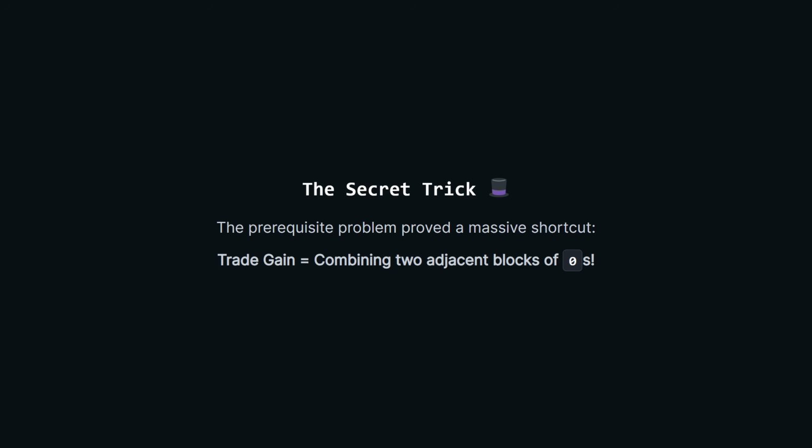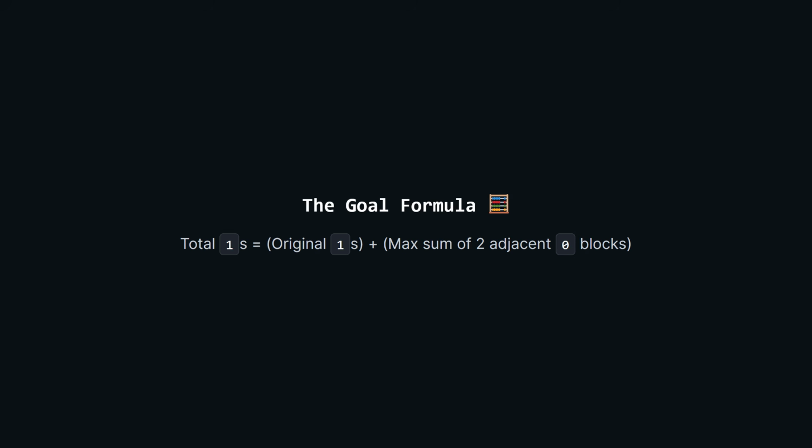If you solve the prerequisite to this problem, you might remember a really neat mathematical trick. Performing this 2-step trade always results in a maximum gain equal to the length of 2 adjacent blocks of zeros combined. This means we don't actually have to simulate flipping any bits. The maximum active sections we can get is just the original count of ones in the string, plus the largest sum we can get by adding the lengths of any 2 neighboring blocks of zeros together.